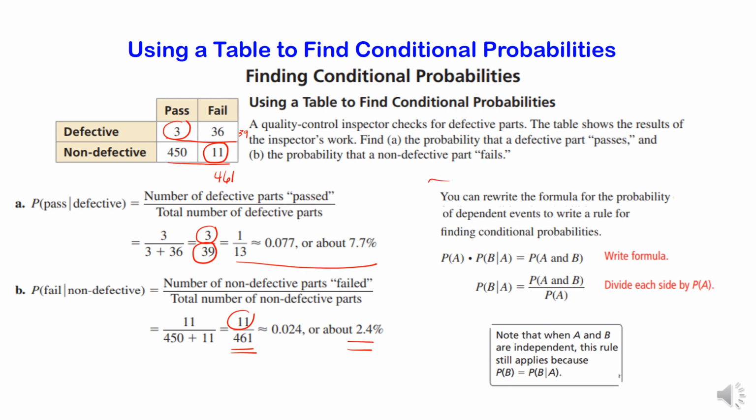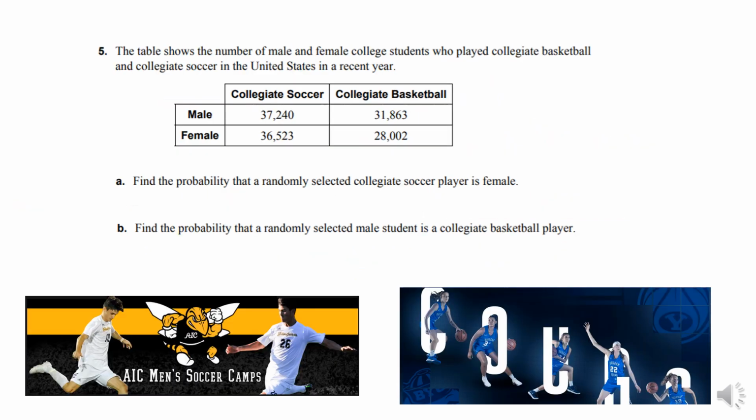You can rewrite the formula for the probability of dependent events like this. Okay, so think of that and look that over. Okay, so now we're going to try it on our own. This is number 5 on page 165 of your journal. Okay, so if you need to go to that.